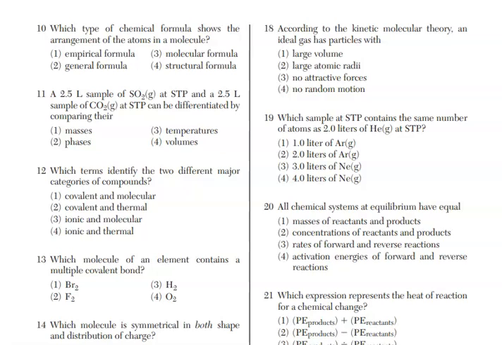All right, so for question 10, we're looking for the formula that shows the arrangement of the atoms in a molecule. Empirical formula is your lowest whole number ratio. Your general formula is kind of a general word, but that's not going to give you an arrangement. Your molecular formula is for all your covalently bonded compounds that are molecules like water, carbon dioxide, methane. The only answer here that makes sense at all is choice 4.